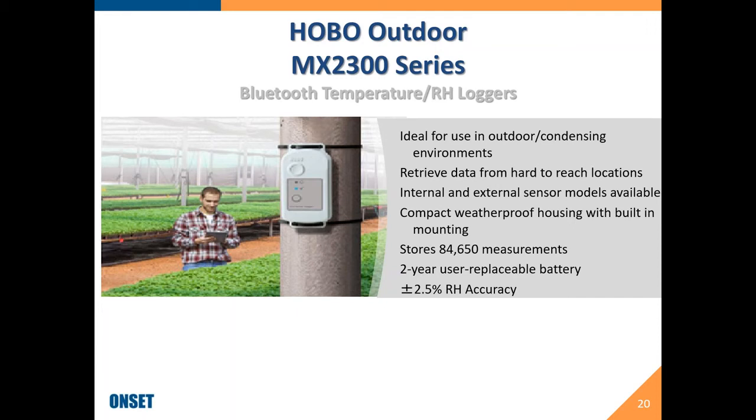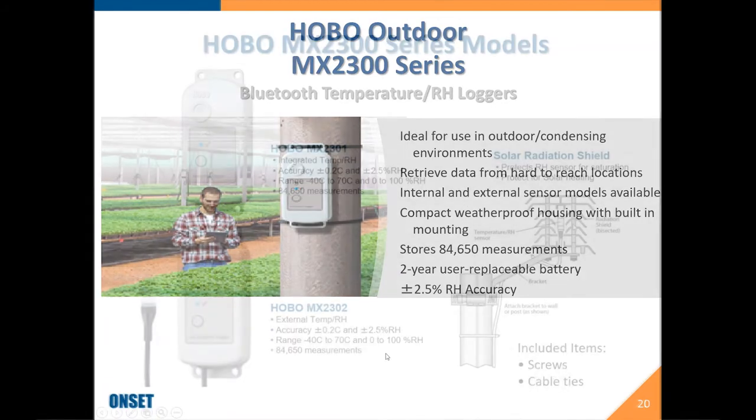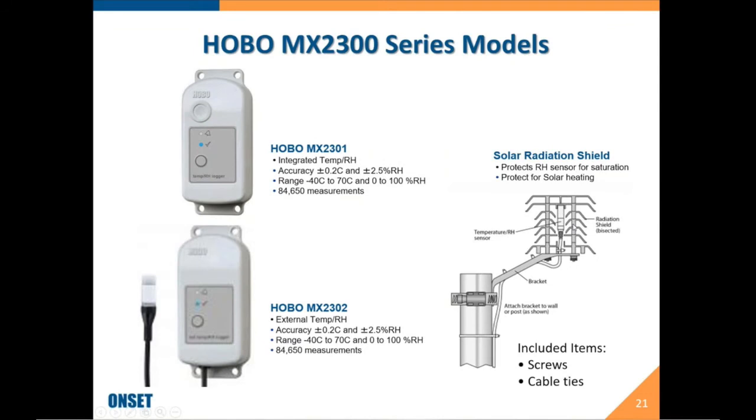So for that application, you'd use this MX2300 series. Again, these are for indoor and outdoor and condensing environment locations. Same interface as our other Bluetooth loggers. The difference, of course, is that it has a 2-year user replaceable battery, so it lasts a little bit longer outdoors. And they come with internal and external sensors.